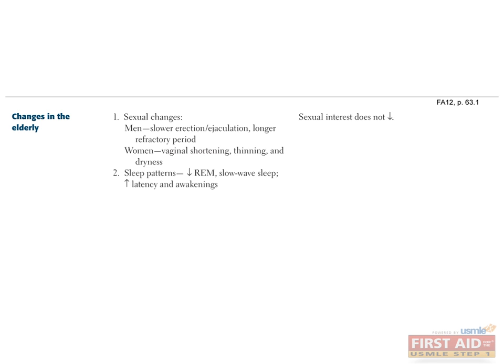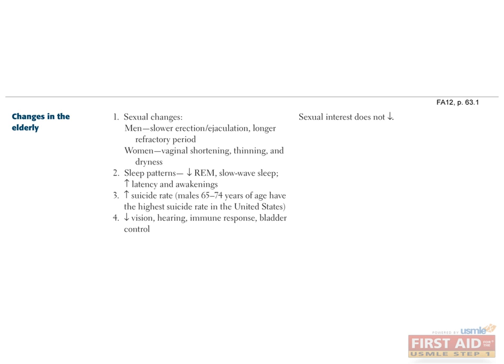With aging, REM sleep decreases, slow-wave sleep decreases, and there is an increase in the latency or delay before falling asleep, as well as the number of awakenings per night. With aging, there is a general decrease in the incidence of psychiatric disorders. However, there is an increased suicide rate as people age, and males 65 to 74 years of age have the highest suicide rate in the United States. With age, vision, hearing, the immune response, and bladder control all decrease, as do renal, pulmonary, and GI functioning. Moreover, the amount of muscle mass and heat-generating brown fat decrease while the amount of visceral white fat increases. Of note, intelligence does not decrease with normal aging.